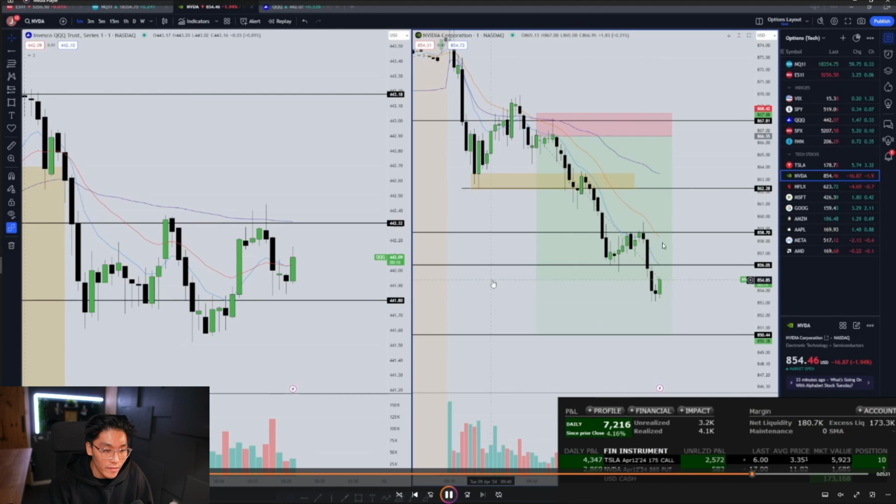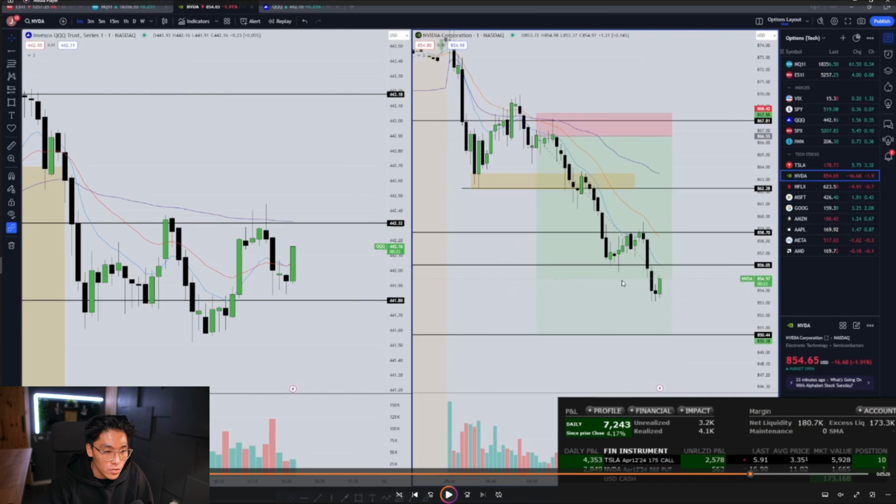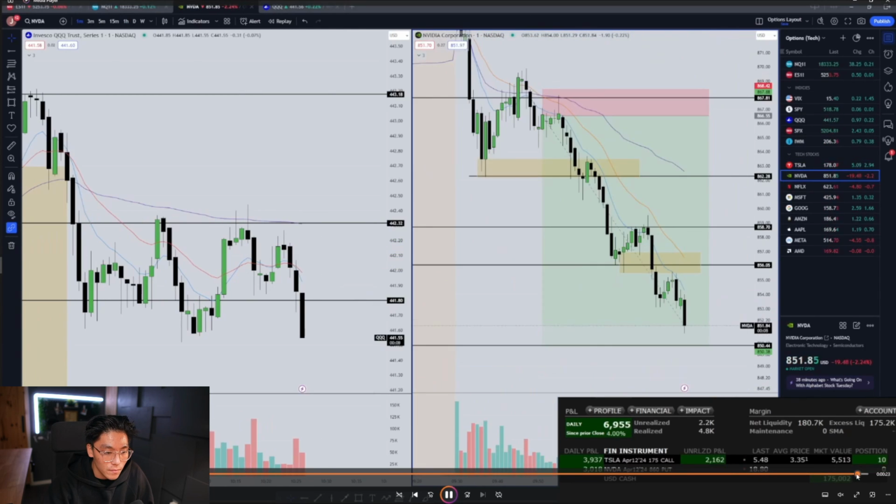I'm up also a very decent amount on NVIDIA as well. You can see we had that retest. As you can see right here, we have that retest of that key level, which is this 858 level, right? We broke underneath that level, came up, retested it, and now we're continuing towards the downside. Now I want to see continuation down towards that final profit, which is that 850 level.